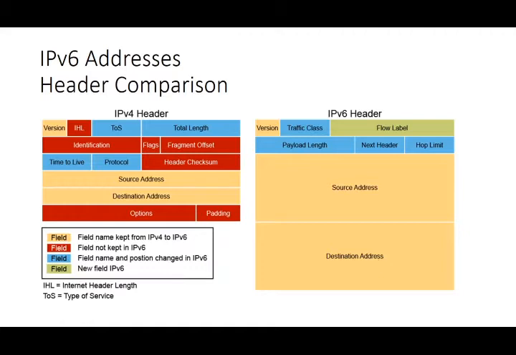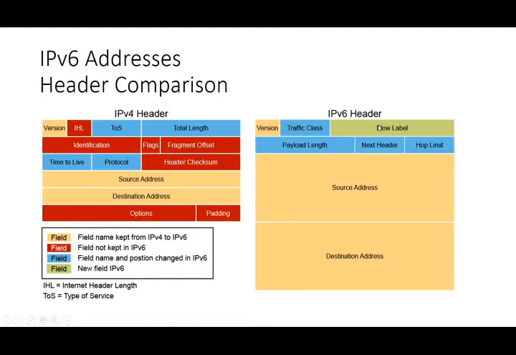But that's okay, that's exactly what it needs to be. We don't have any options or padding. We don't need to pad these fields here. The header is what the header is. Now we do have one more field that is a brand new field in IP version 6. This is called the flow label.